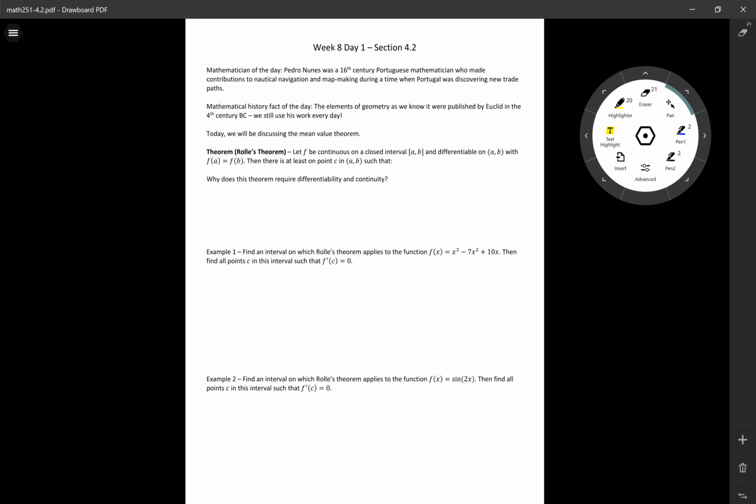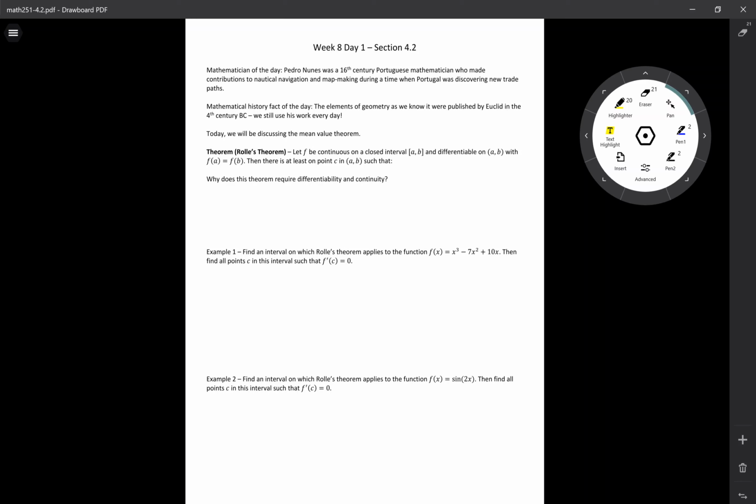Today we will be discussing something called the mean value theorem. If you remember, last time we talked about absolute and local extrema, and I mentioned that we were going to be talking a lot about graphs. So this is another graph section. The mean value theorem is all about graphs. But before we get to the mean value theorem, we have something else called Rolle's theorem.